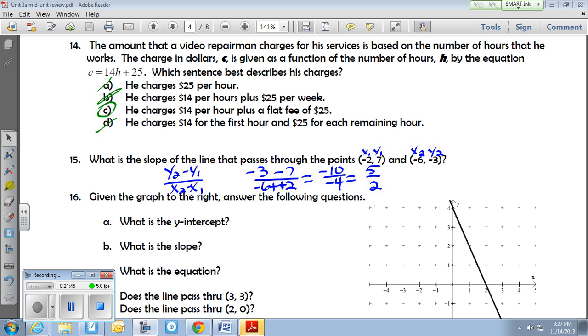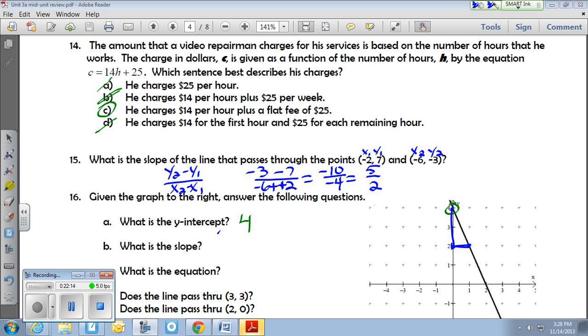All right, in number 16, given the graph to the right, answer the following questions. The y-intercept, where it crosses the y-axis, is 4. The slope is rise over run. So I'm going to get a couple of points here. I can take this one right here and my y-intercept. So I'm going down 2 over 1. So that would be 2 over 1.